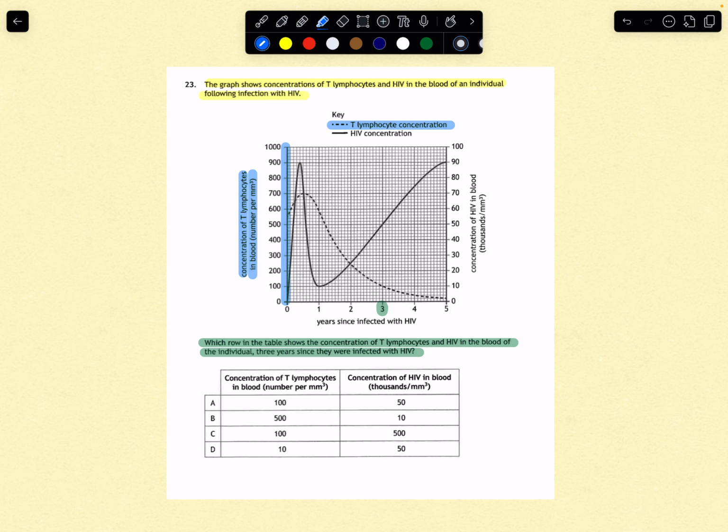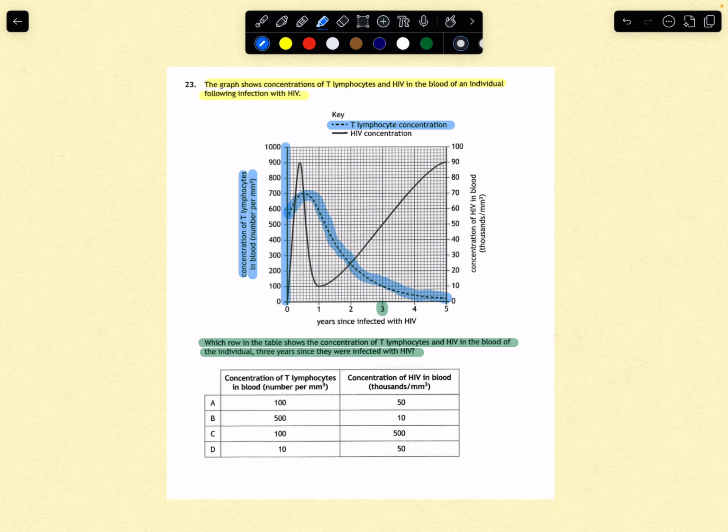As well as that, you'll notice also that the dotted line goes hand in hand with T lymphocyte concentration, so I'm going to highlight that as well. Whenever you are doing any reading of T lymphocyte concentration, because I've highlighted the dashed line, I'm always going to be reading it from the left hand side.